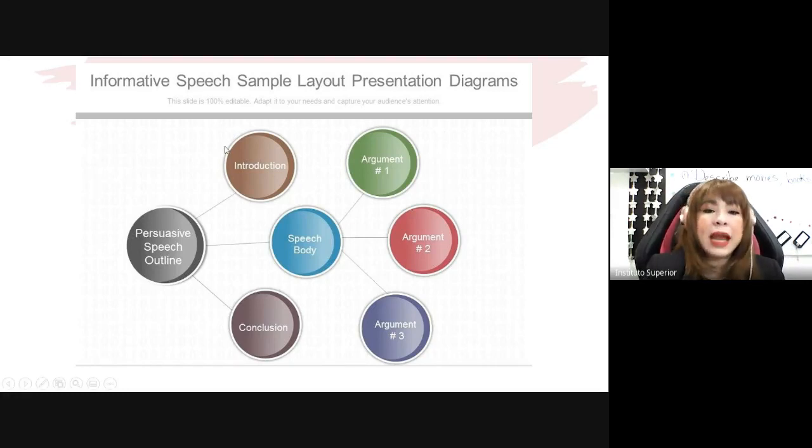Here we have one layout for the persuasive speech. So here we have the main point, the persuasive speech outline. Then we have the three major parts: introduction, speech body, and conclusion. But remember, when you deliver a speech, the body has argument number one, argument number two, and you have to deliver argument number three. And you support each of those three arguments using different facts, examples, or giving your opinion, trying to get the audience to weigh the things they were thinking and convince them about your ideas.